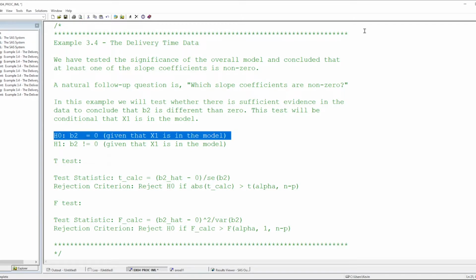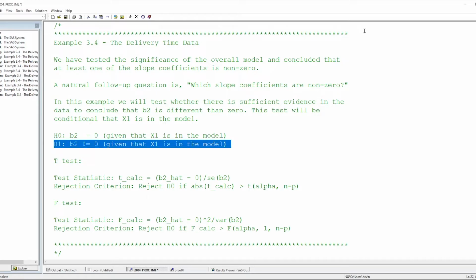And so the null hypothesis would be that beta 2 is equal to 0, given that x1, which is the number of cases being delivered, is in the model, against the alternative hypothesis that beta 2 is not equal to 0, again conditioned on x1 being in the model.